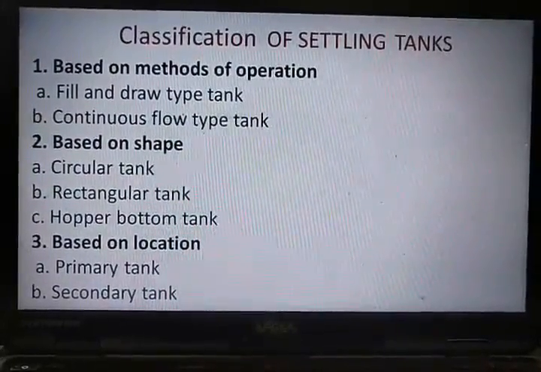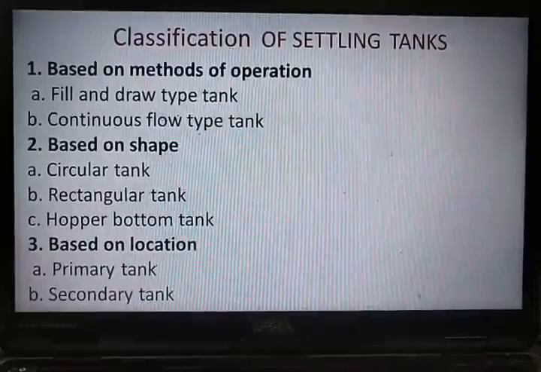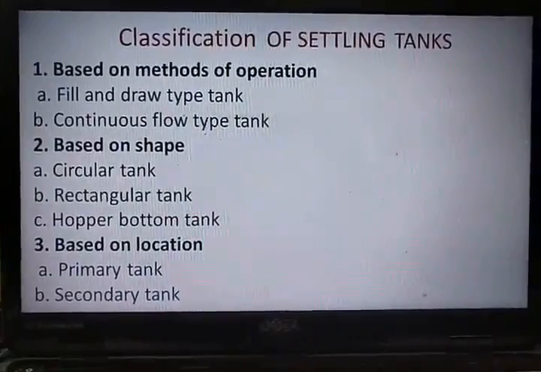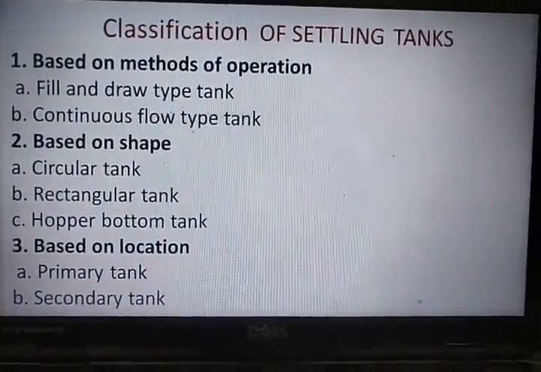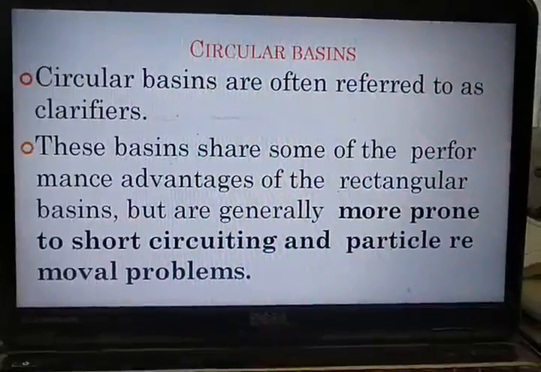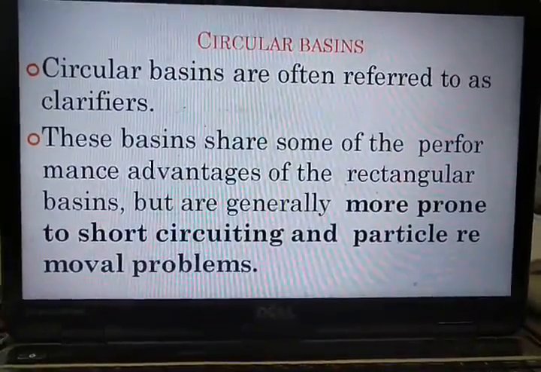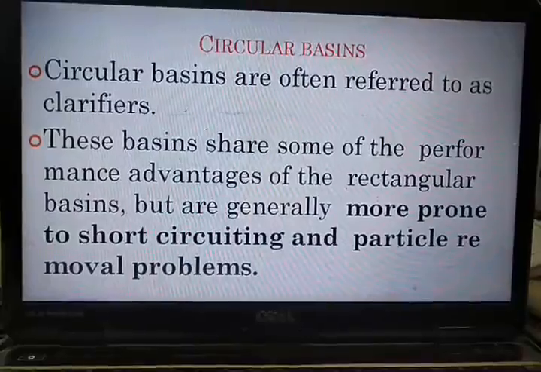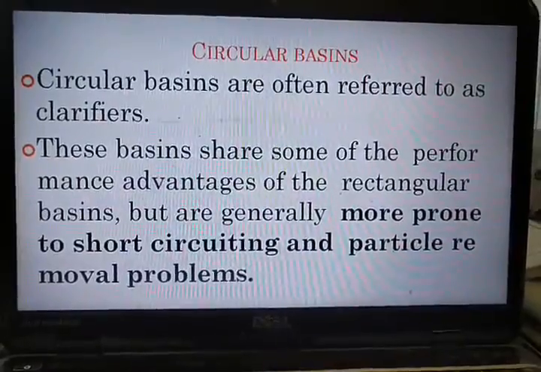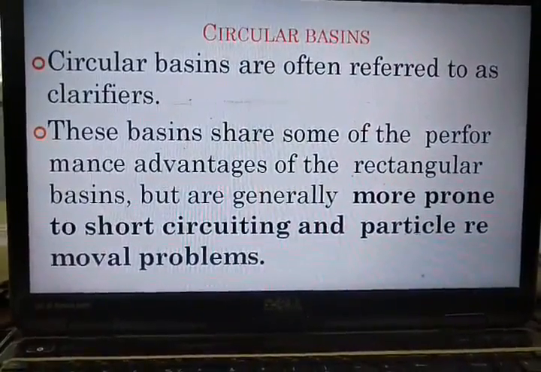Based on the shape, it is obvious that if it is a circular one, then it is called a circular tank. If it is a rectangular one, then we call it rectangular or hopper bottom. We'll see the diagrams of these so that you have a clear picture of the different types of sedimentation tank, and the inlet and outlet arrangements in these types of tanks. Like I told you, circular basins are also called clarifiers, which are nothing but sedimentation tanks. Clarifiers and settling tanks are often used by different authors in different textbooks.